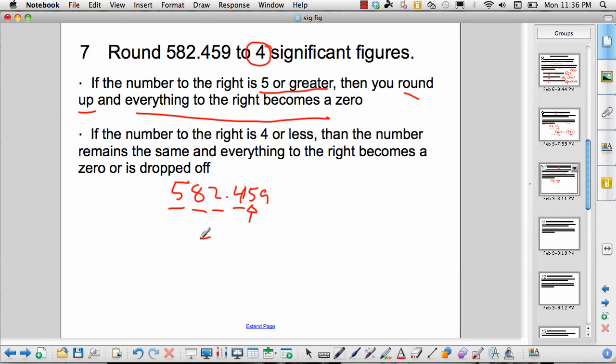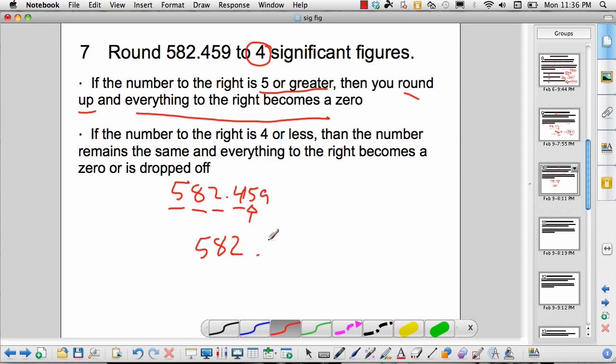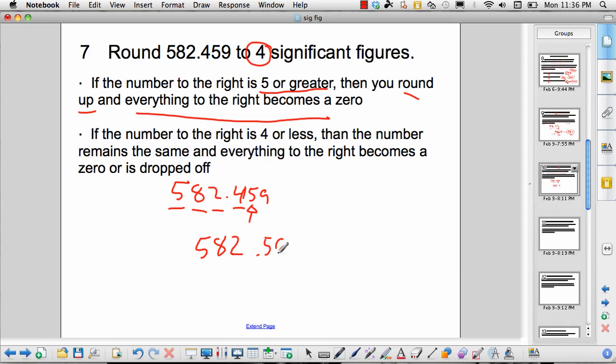Let's write it underneath. 582.459. I'm looking at this 4 because I have the 5. Let's round this up. So what really happens here is that this 4 becomes a 5 because I want to round up, and the 5 and the 9 actually become zeros. So that's how my number actually rounds up. 582.500, like we have there.